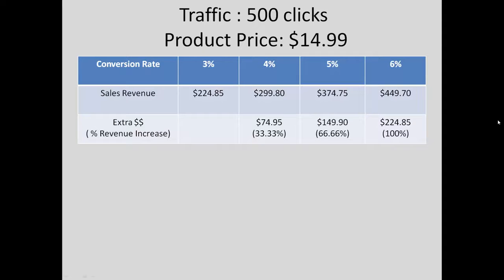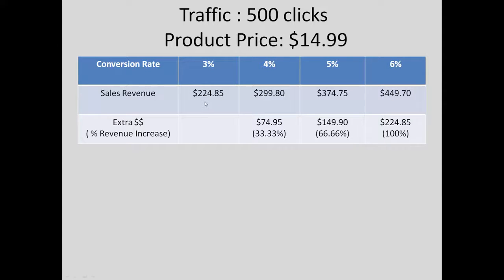So let's say you're sending 500 clicks a day to your store, and you're selling an item for $14.99. The item can be anything really that is worth $14.99. Assuming you just chose any Shopify theme and you know how to run targeted traffic, you start converting at 3%, and you make daily sales revenue of $224.85.